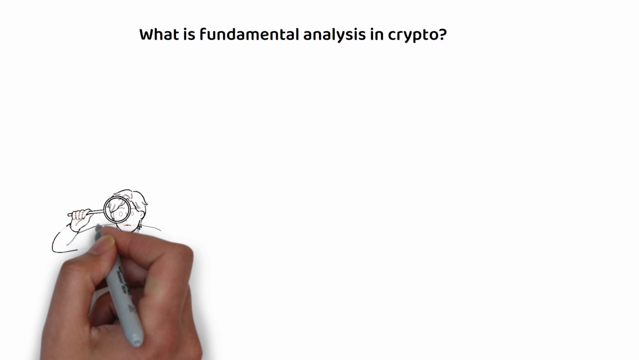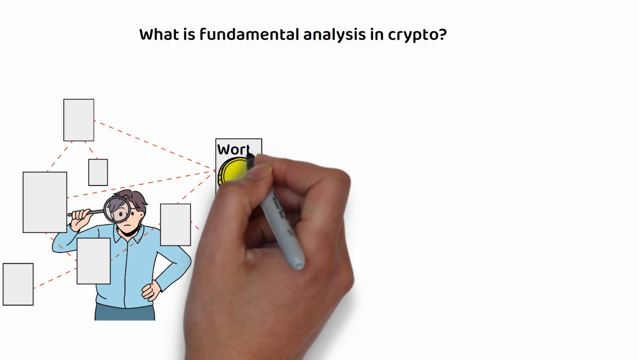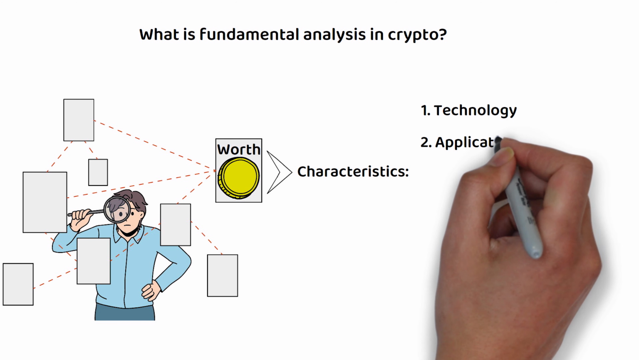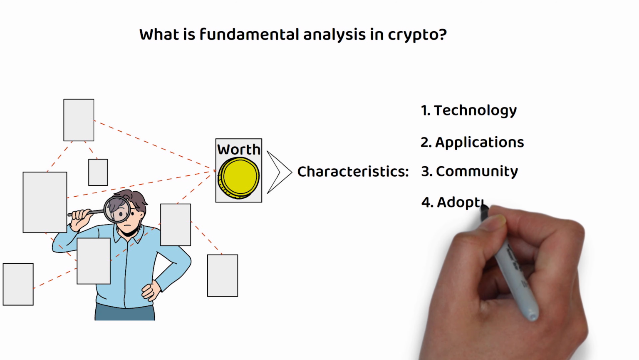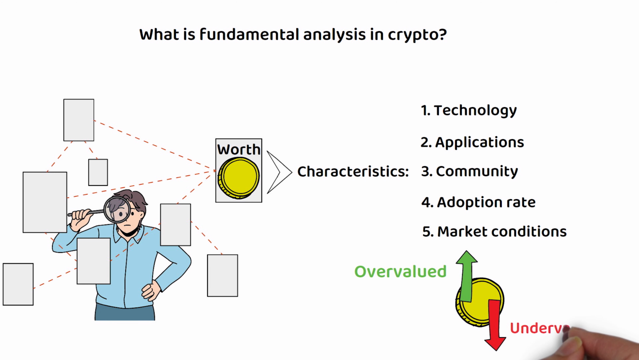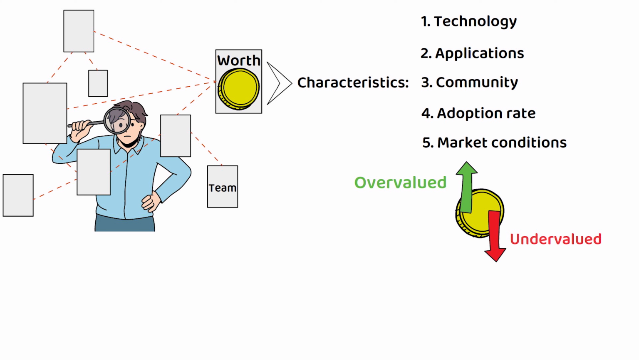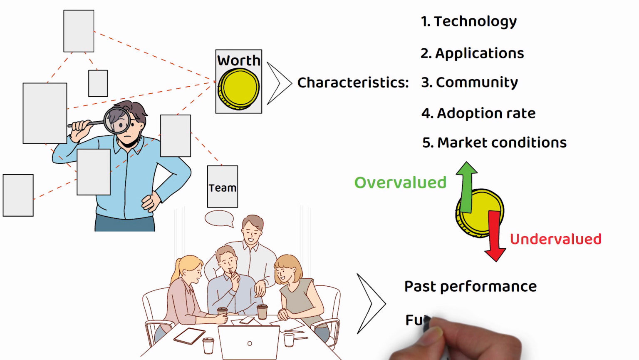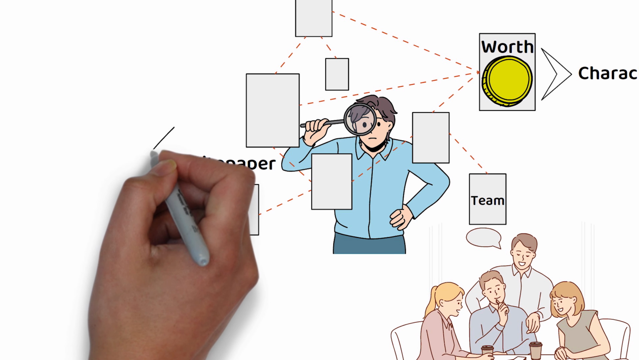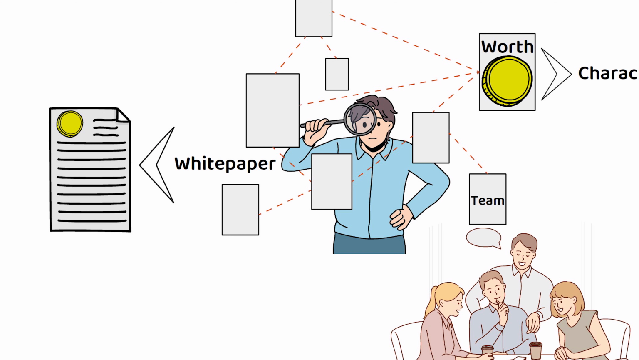In fundamental analysis, a cryptocurrency's worth is assessed based on its basic characteristics, such as its technology, applications, community, adoption rate, and overall market conditions. Fundamental analysis seeks to evaluate a cryptocurrency's intrinsic value and establish whether it is overvalued or undervalued. Researching a cryptocurrency's development team, their past performance, and their future goals can be a part of fundamental analysis. Analyzing the white paper and comprehending the technical details of the coin, such as its scalability and consensus mechanism, can also be included.